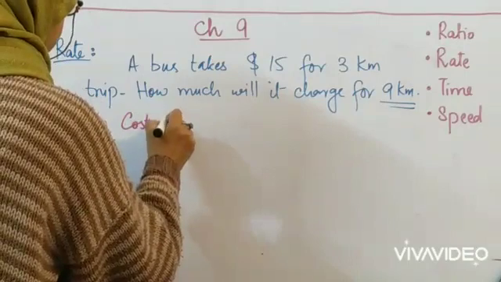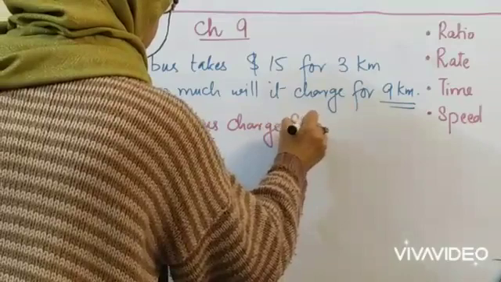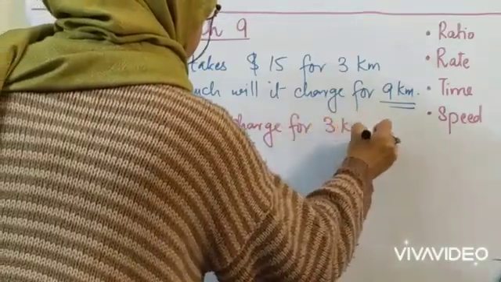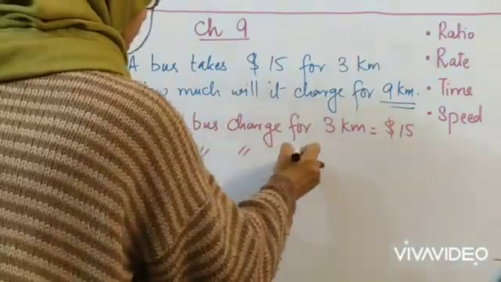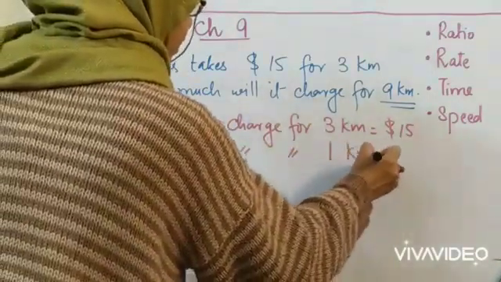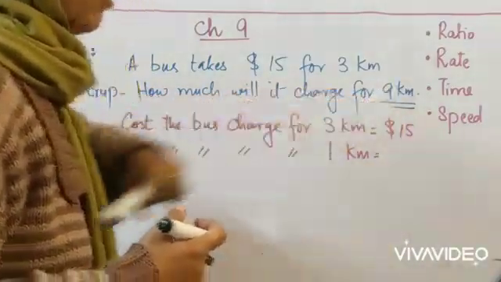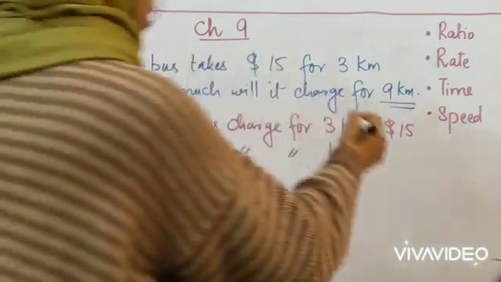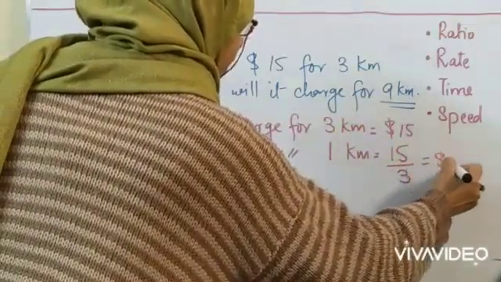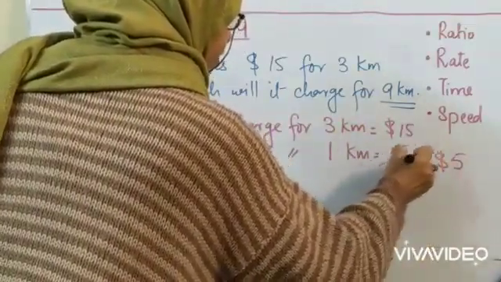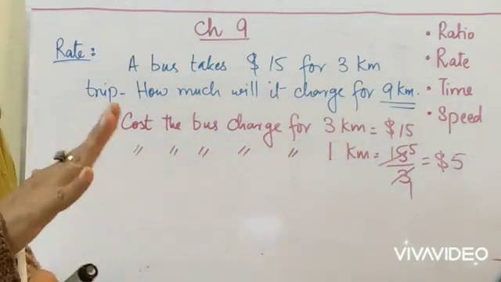Cost the bus charges for 3 kilometers is $15. Cost the bus charges for 1 kilometer. If we know the amount for 1 kilometer, we can calculate the value for 9 kilometers. So 15 divided by 3 will give you $5. 3 ones are 3, 3 fives are 15. So for 1 kilometer, the bus is charging $5.